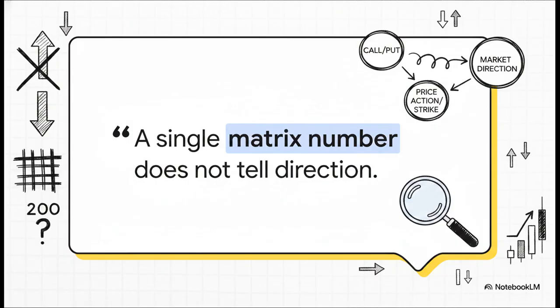A single matrix number absolutely does not tell you the direction. If you just see a positive 200, all that tells you is that 200 contracts were added. It does not automatically mean the market is feeling bullish. You have to combine that number with whether it's a call or a put, what the price action is doing around that strike, and the expiration date. Context is quite literally everything.